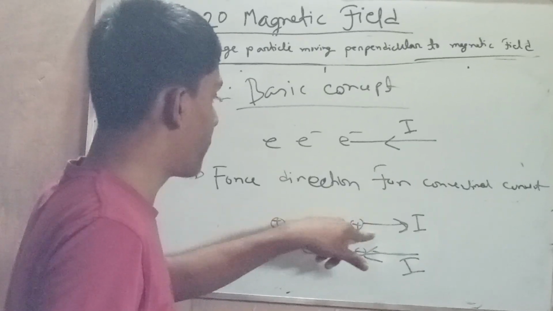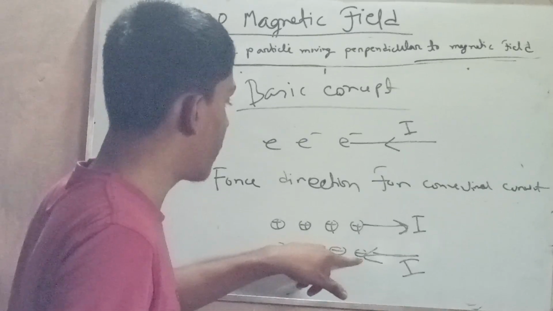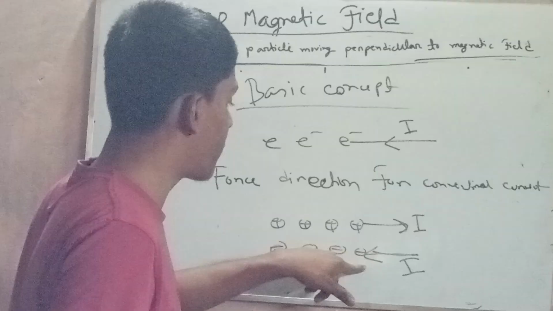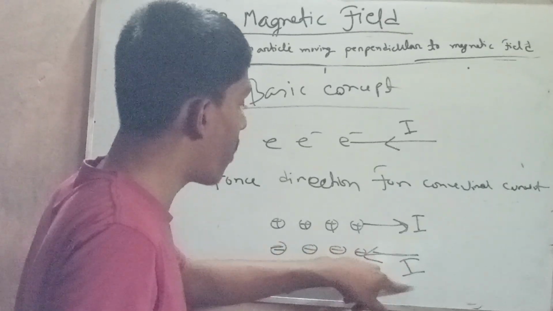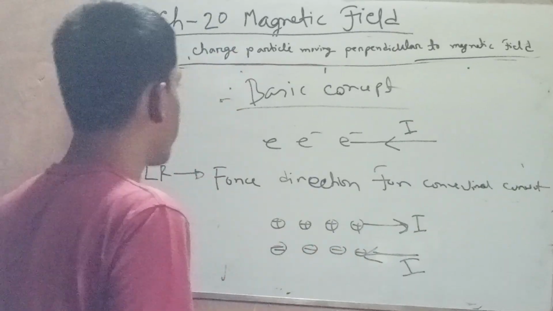Flow of positive charge means flow of current. Flow of negative charge means flow of electrons or other negatively charged particles. Then the flow of current will be in the opposite direction to the flow of negative charge.